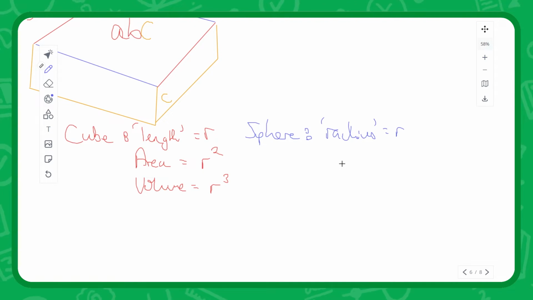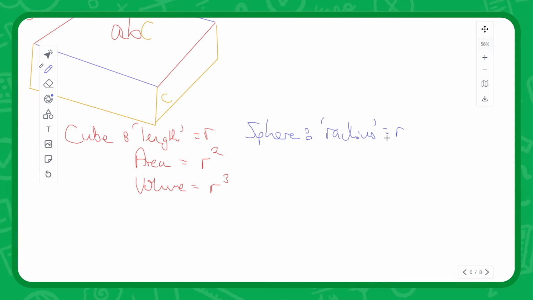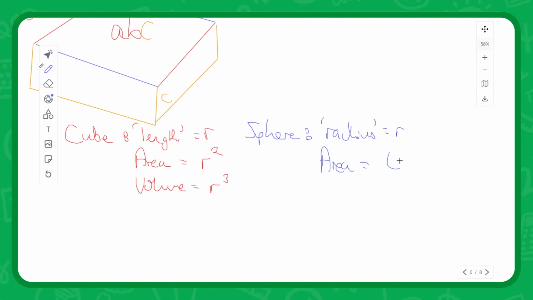Plus, it turns out that because the radius is halfway along something, if an object has some kind of symmetry, we'll often find that the radius is more useful for describing it than just saying half the diameter over and over again. Now, the surface area of a sphere is a really useful equation that you may not know, and that is equal to 4 pi r squared.